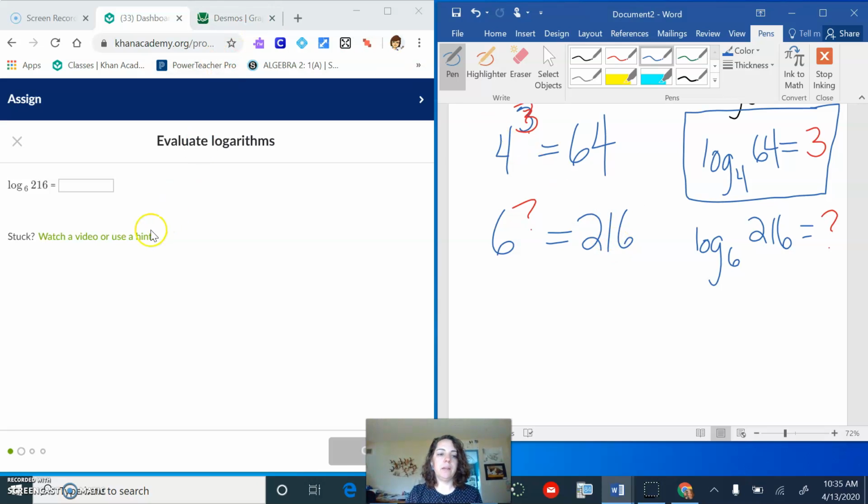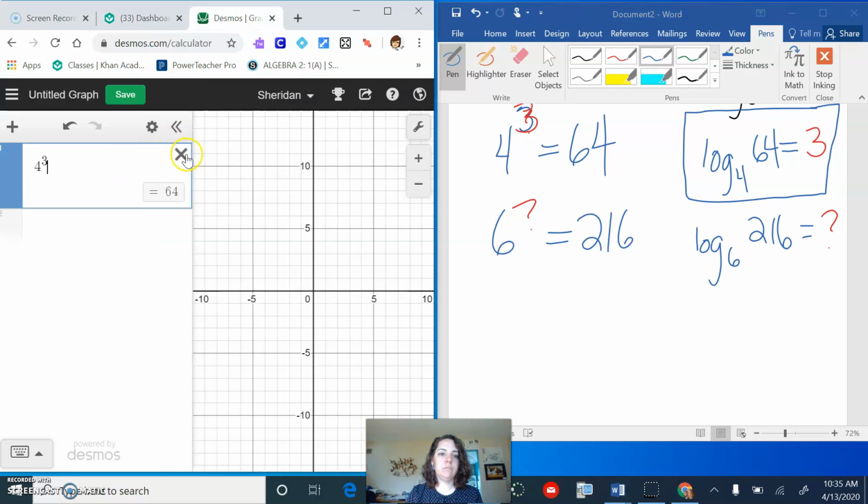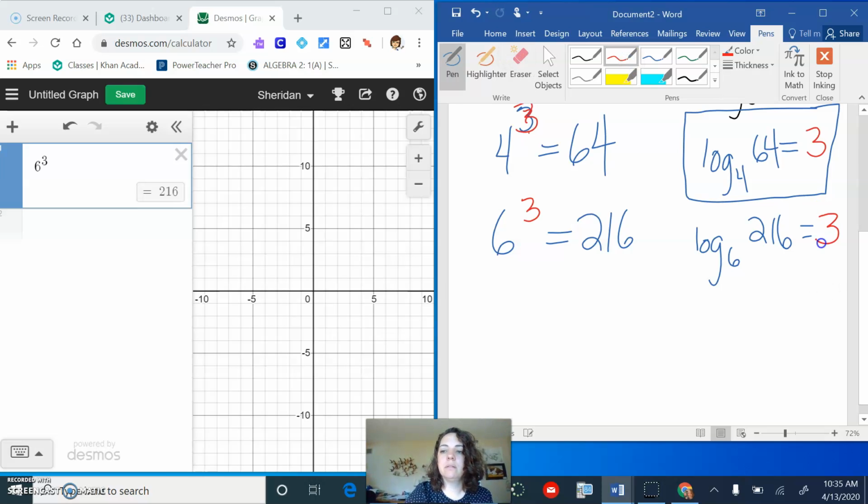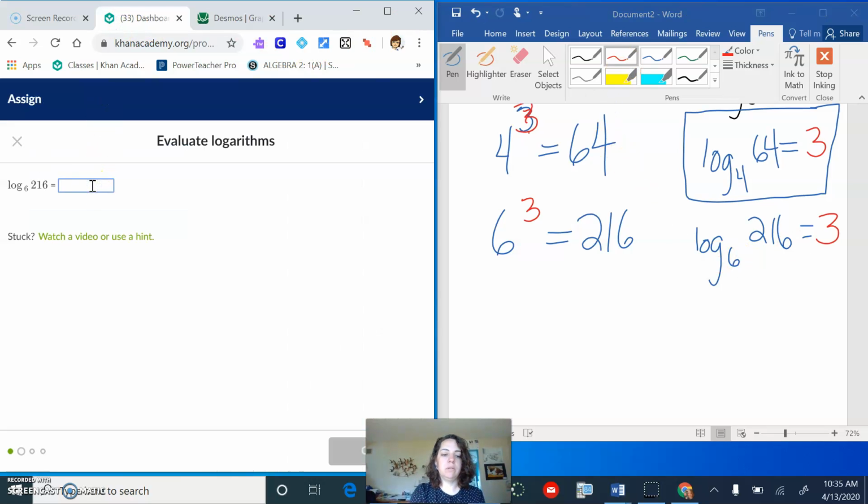Okay, so if I go to my Canadian calculator and I say 6 to the power of 2 is not it, right? Third, oh man, these are fast. So 6 to the third power equals 216, and that's what they're asking me for. What exponent is it? So the answer here again is 3. So if I go back over, type in 3. Okie doke. All right, let's try a couple more.